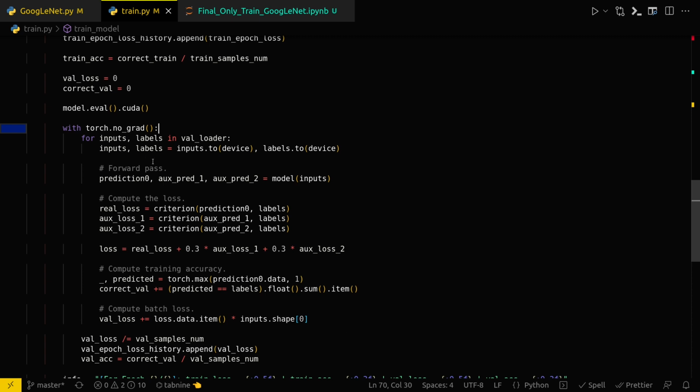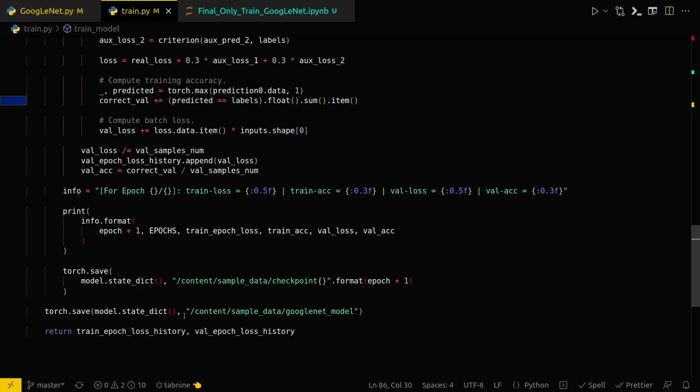Otherwise, here again I'm running this loop over the validation loader, but there is no batch by batch calculation here. So I'm getting all my inputs, all my labels, and then all my predictions. In the same way, I'm getting the real loss, auxiliary loss 1, auxiliary loss 2, and calculating the overall loss. Then I am averaging the validation loss by doing the same calculation, that is multiplying the average loss with the input.shape[0] and accumulating this number. And finally, I'm calculating validation accuracy and validation loss.